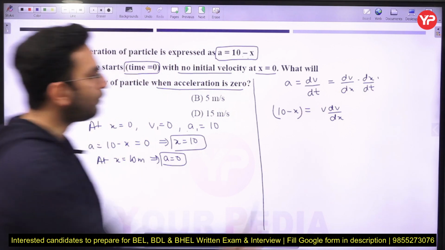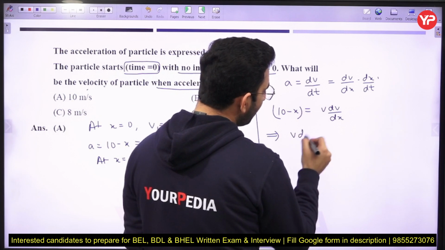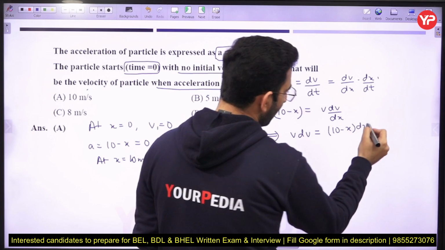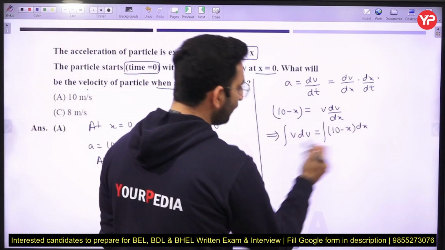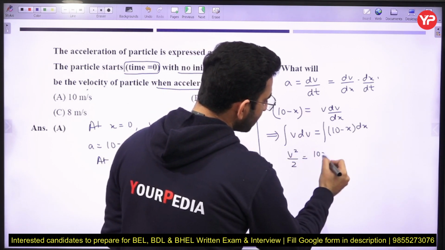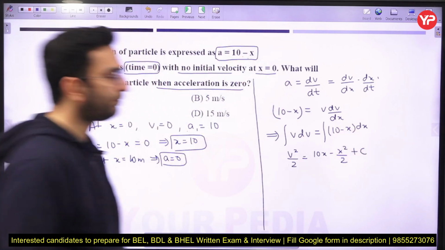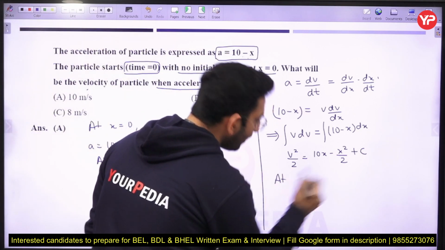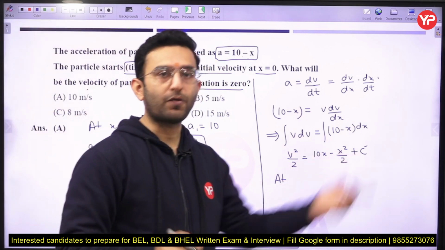Okay, so if you simplify this expression, you will find v dv is going to be equal to (10 minus x) dx. And if you simply integrate this expression, you will find v square by 2 is coming out to be 10x minus x square upon 2 plus a constant. Here we have a constant, and we have to find the value of this constant with the help of boundary conditions.